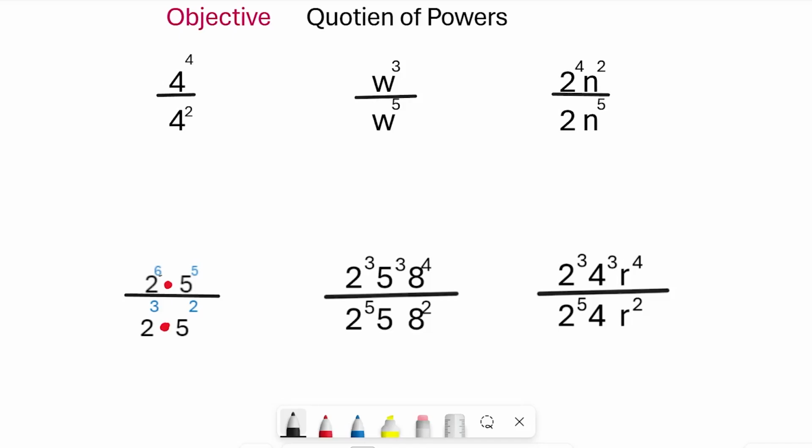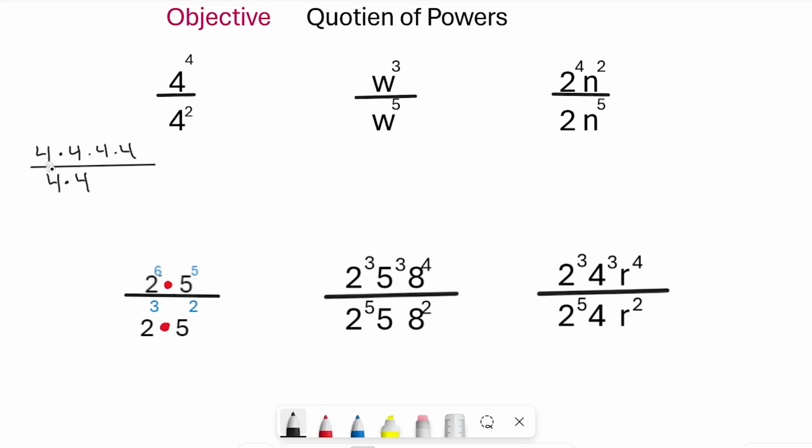We are going to be working with the quotient of powers. There are a couple of ways how we can actually divide this. The way how I like to do it is by understanding how many factors we have. So for this one, let me just do it kind of quick. We have 4 factors. That means that we have 4 times 4 times 4 times 4, and all of this is going to be divided by 4 to the second power. You have 2 factors. The exponent is going to tell you how many factors you have.